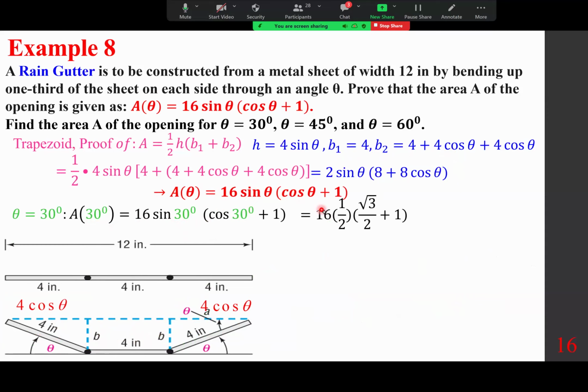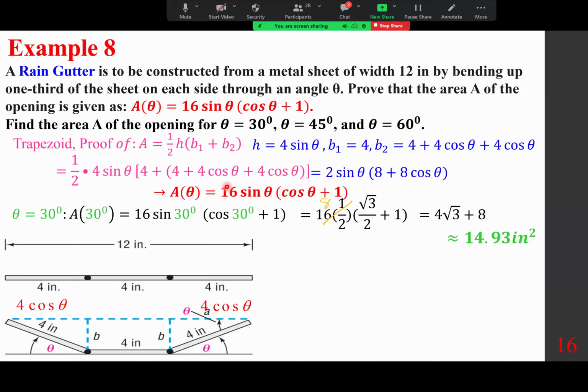This becomes 8. If you multiply it by this, 8 divided by 2 is 4. 4 square root of 3 plus 8. This is an exact answer, everybody. This is an approximation, and the units of the width squared.